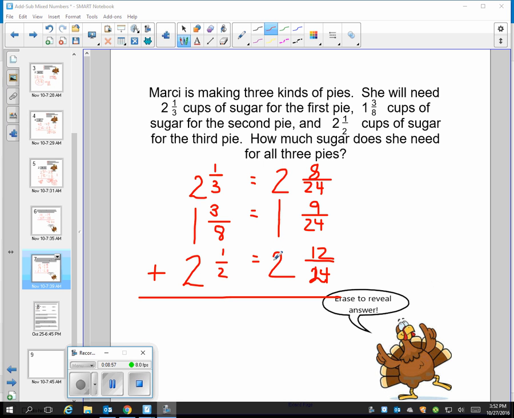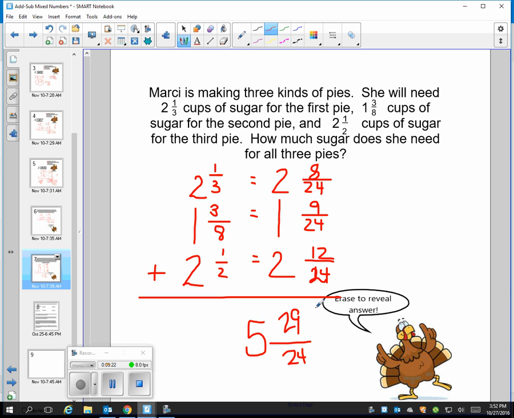Okay, I found out that my least common denominator is 24, so I renamed all my fractions to 24ths, and now I'm going to add. 8 plus 9 is 17. 17 plus 12 would be 29. I can't forget my whole numbers. 2, 3, 5.